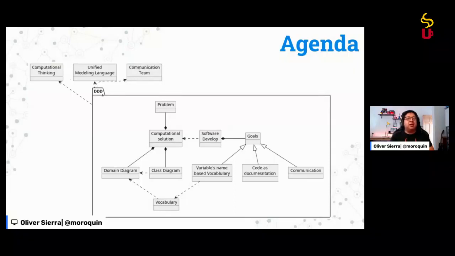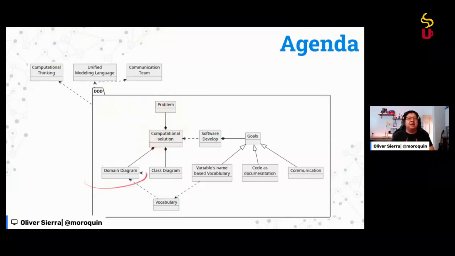In this way, we are going to use UML in order to communicate with our team. So after we review the basics, we are going to understand a little bit more about domain-driven design. And I think that the problem or the business domain is the most important part of this, because we are going to focus on how the problem works and how we can communicate the problem.